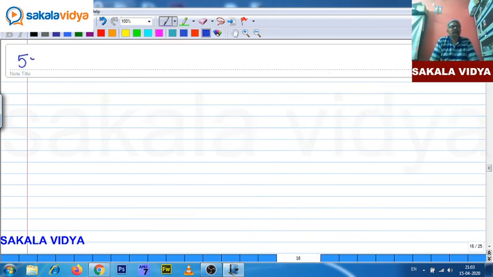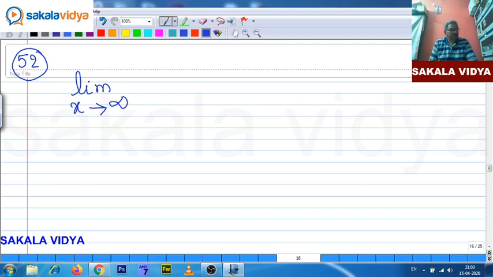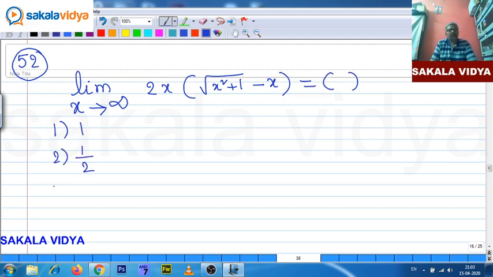Now, 52nd question. Limit x tends to infinity, 2x times root of x square plus 1 minus x. Options: first option 1, second option 1 by 2, third option 0, fourth option minus 1. This is the question: limit x approaches infinity of 2x into root of x square plus 1 minus x.